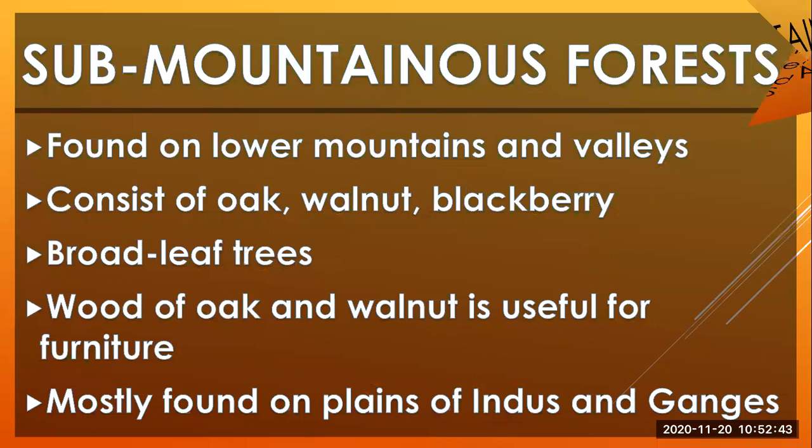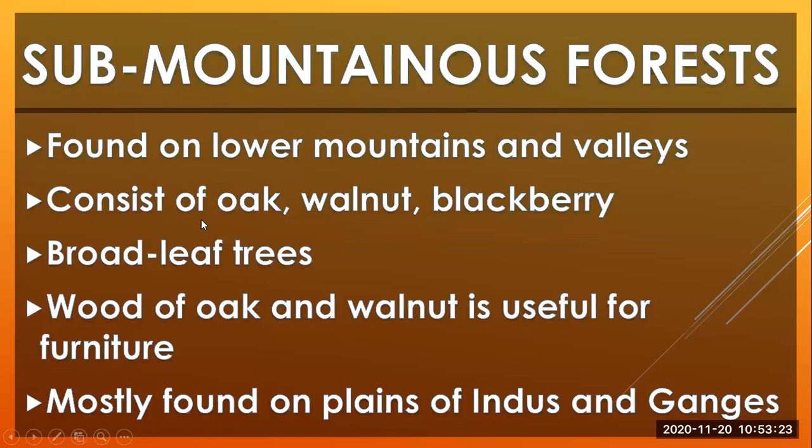Now here comes the second type of forest, which is submountainous forest. Submountainous forests are found on lower mountains and valleys. Just see the word sub, we use it for the lower things. For example, if we have a heading, then there would be a subheading, right? So the subheading would be smaller than the main heading. Likewise, mountainous forests are those forests which are grown on higher mountains. Submountainous forests are those forests which are found on lower mountains or valleys.